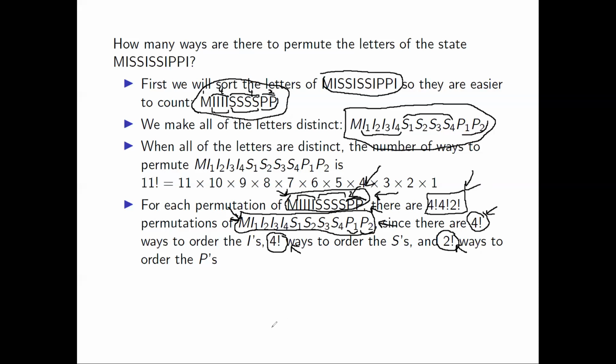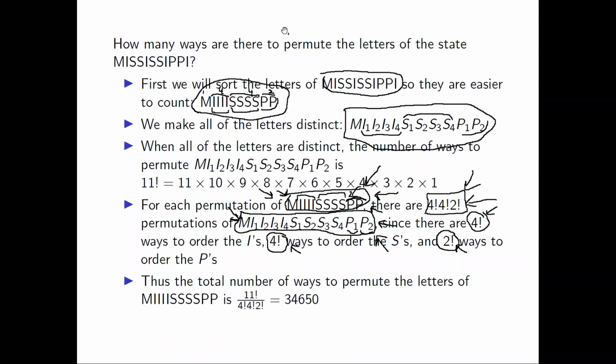So the claim is that the number of permutations of this first one is going to be the number of permutations of the second one divided by this quantity, the 4 factorial times 4 factorial times 2 factorial. And so we can calculate that. We already found the number of permutations of the second one with the subscripts. That was just 11 factorial. And we're dividing that by this factor we just got here: 11 factorial divided by 4 factorial times 4 factorial times 2 factorial. And we can simplify that to 34,650. So that's the number of ways to permute the letters of Mississippi.